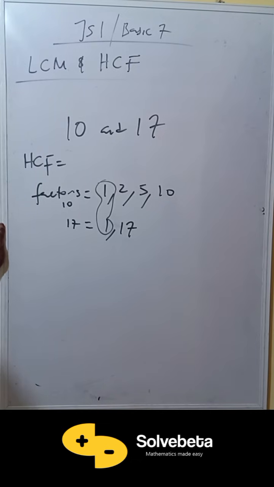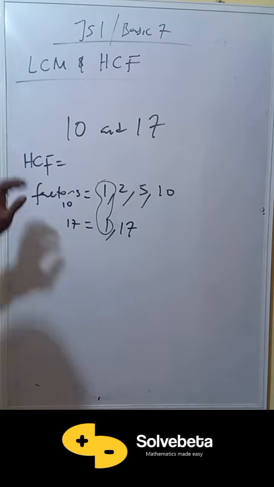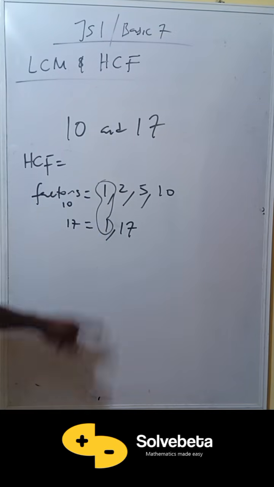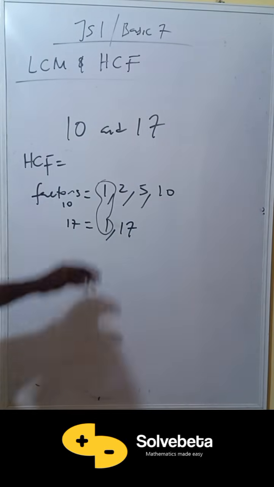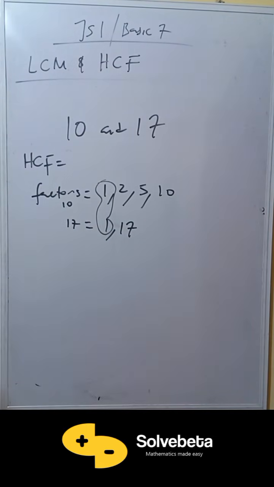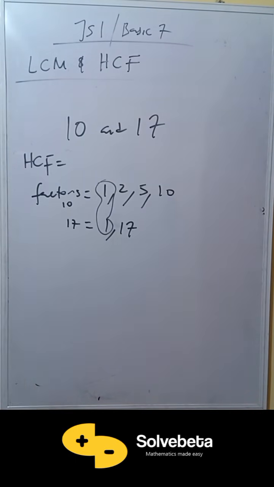But when it comes to LCM, there will always be a least common multiple. At times, you might be asked to find the highest common factor of 2 numbers and you will not get any other number apart from 1. That means there's no number that can divide both of them apart from 1. But when it comes to LCM, you must get an LCM.